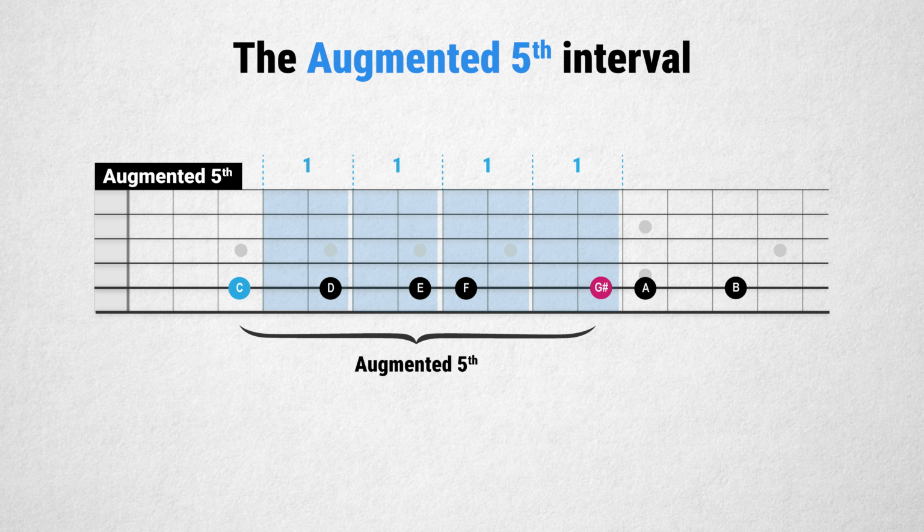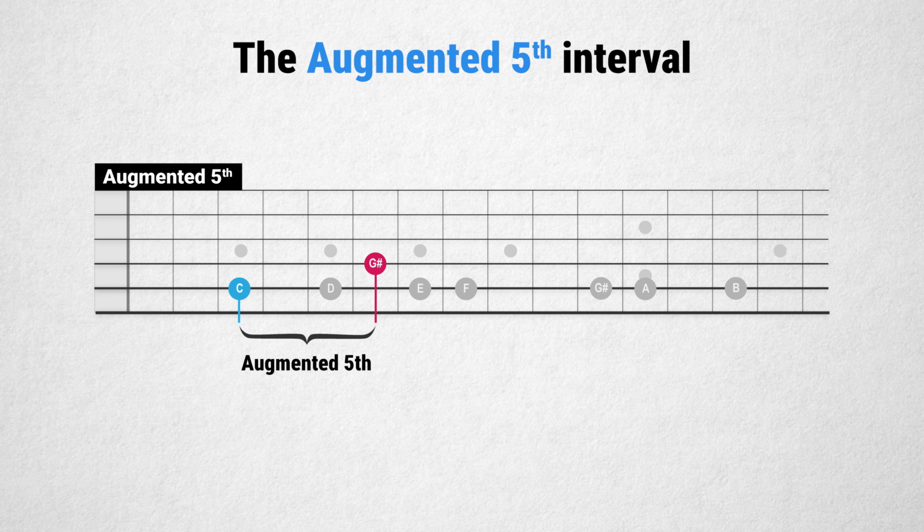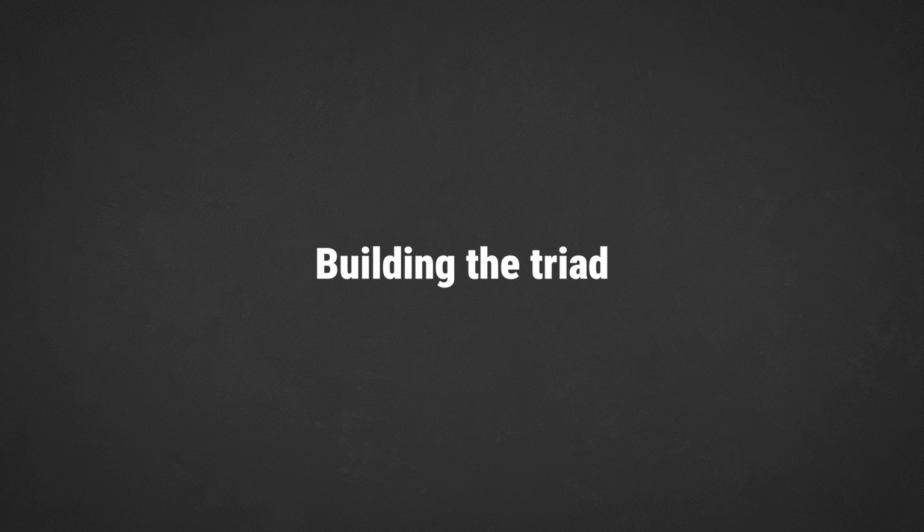Now, the augmented 5th has a tonal distance of 4 whole steps, or 8 half steps, and it is the distance between the notes C and G sharp. So, now you know the intervals that we're going to use in the next chapters.